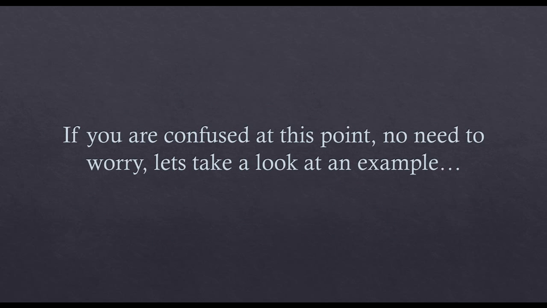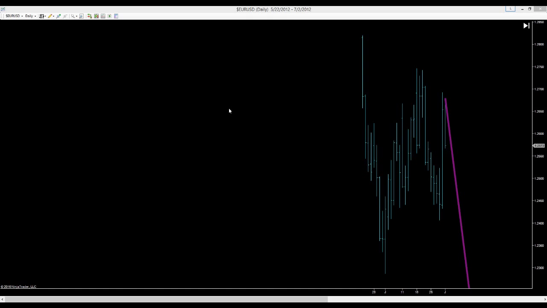If you are confused at this point, no need to worry. Let's take a look at an example. Make it very easy for you to see. Okay, here we're at the Euro US dollar in the year 2012, and we have a high here at July 2nd of 2012. The line is already drawn down to the projected price point. This is what it looks like in real trading from the perspective of a Gann trader. The line's already drawn down.